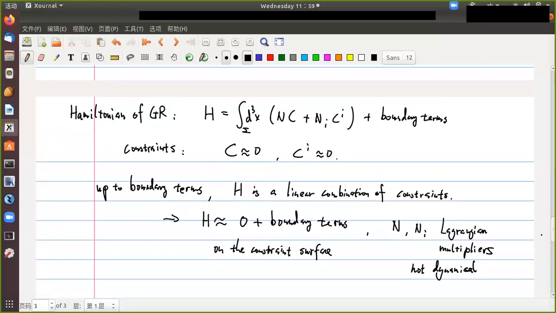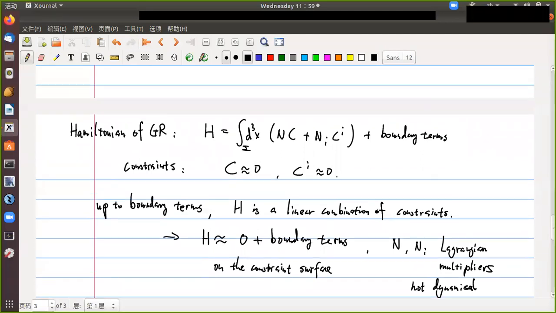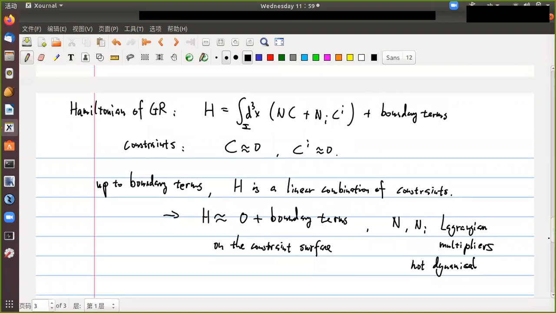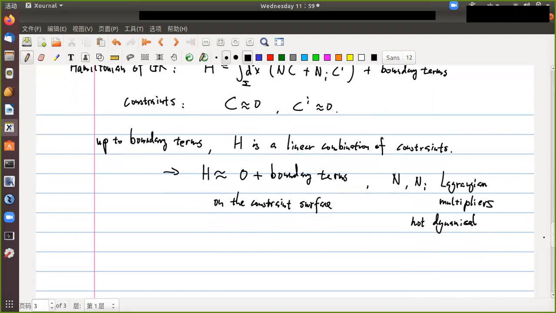And you know that the Hamiltonian is usually the conserved quantity. It is the energy of the system. It means that in general relativity there's no bulk energy. There's no energy contribution from the bulk, and all the energy contribution is from the boundary. So it reflects the fact that the so-called gravitational energy is non-local. Energy is non-local.